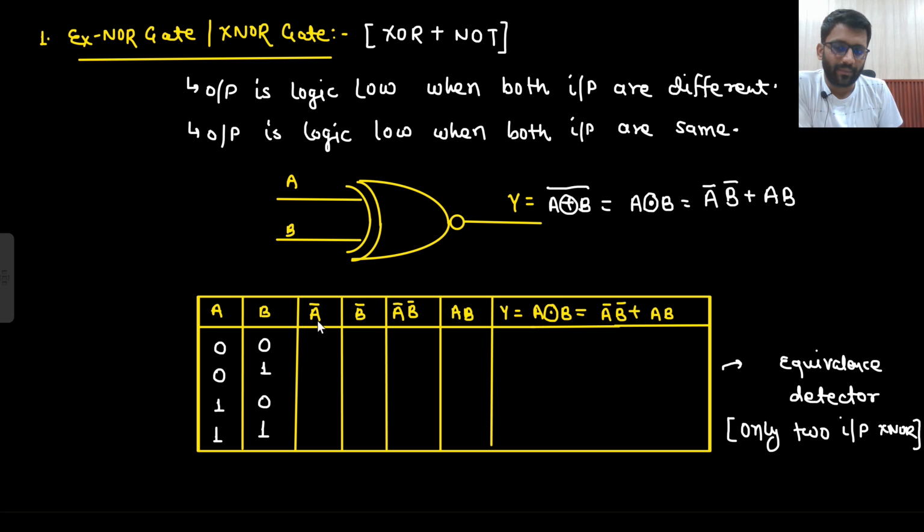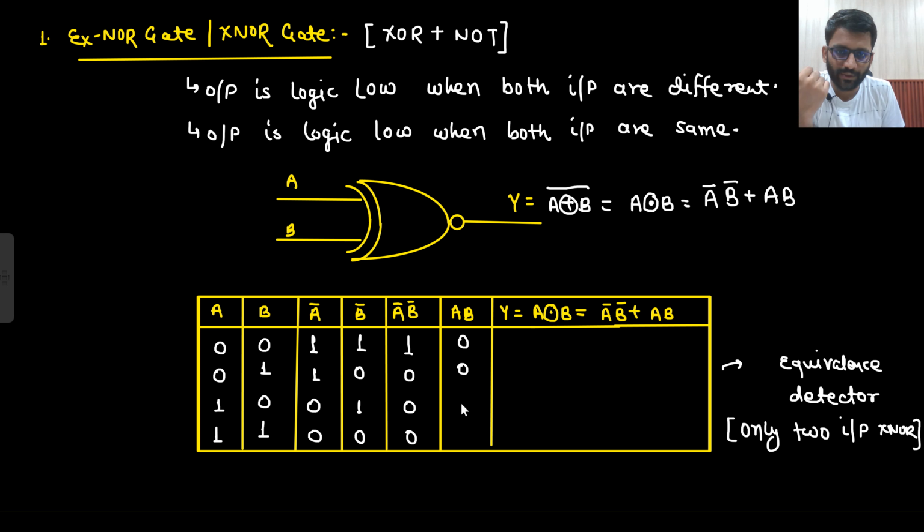Now what will be A bar here? It would be 1 1 0 0. What will be B bar? That would be 1 0 1 0. What will be A bar into B bar? So 1 0 0 0. What would be AB? 0 0 0 1. And what would be the addition of both of them? 1 0 0 1. Okay, so what you are seeing, this is equivalence detector. If both the inputs are same, then output is 1. If both the inputs are different, output is 0.